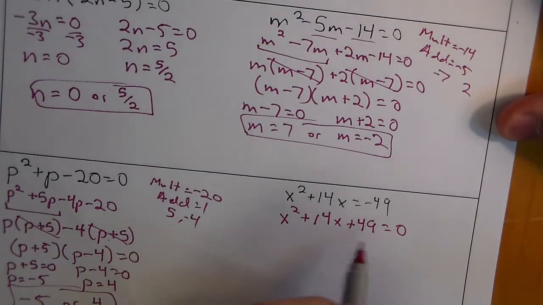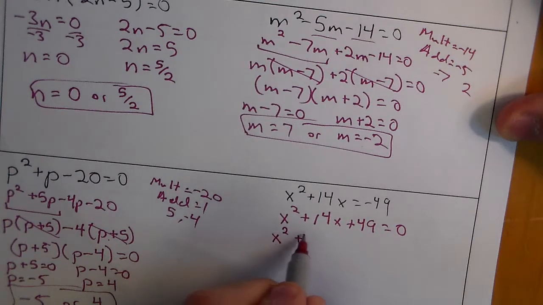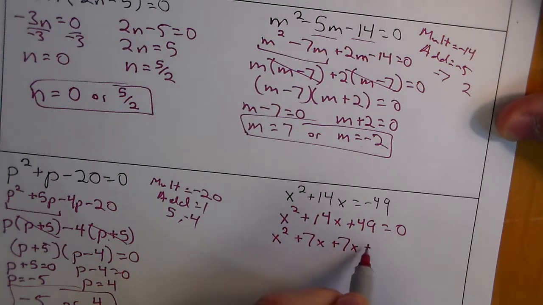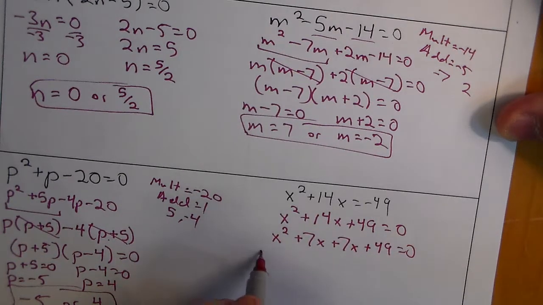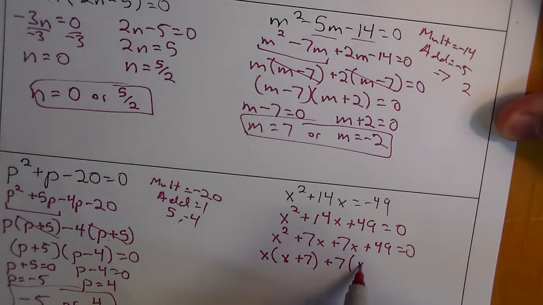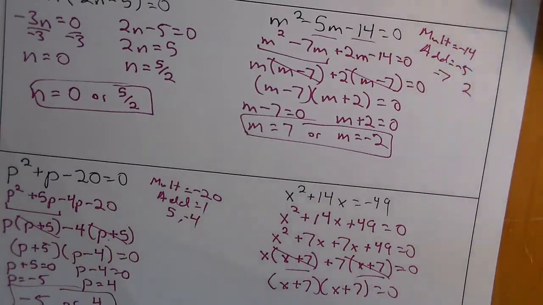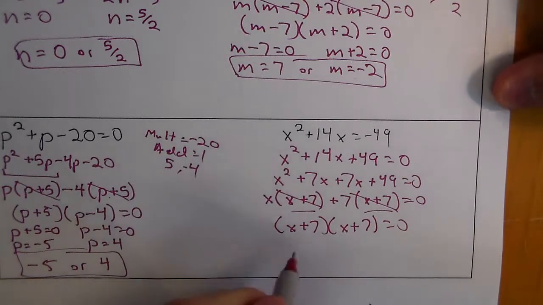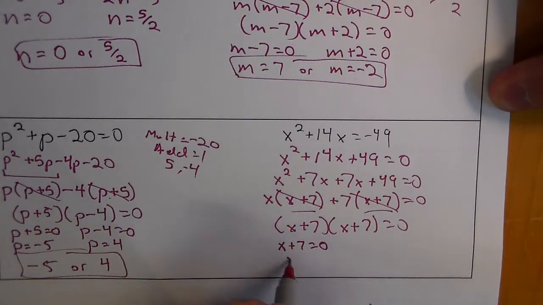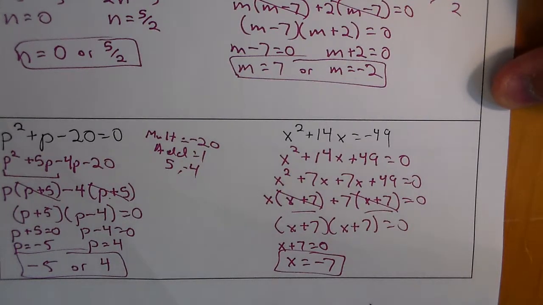What multiplies to 49 that adds to 14? Well, that's 7 and 7. So we're going to go x squared plus 7x plus 7x plus 49 equals 0. We factor an x out of the first two. We can factor a 7 out of the other two, which give us our same terms of x plus 7. Comes out, and we're left with x plus 7. Now, they are the same thing, so I don't have to do both of them with zero product property. I could just say x plus 7 equals 0, so x equals negative 7. It has one solution, and that's the one we want.